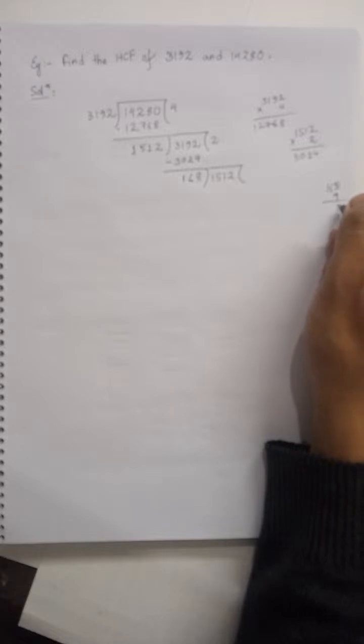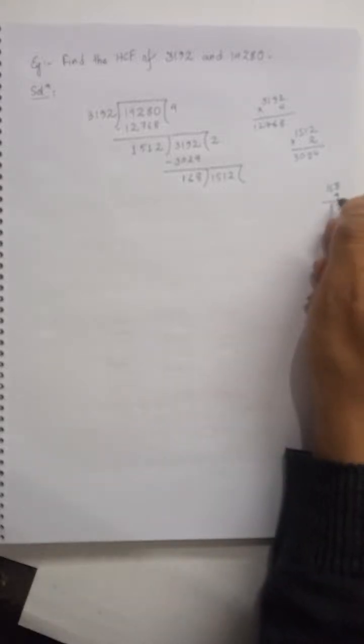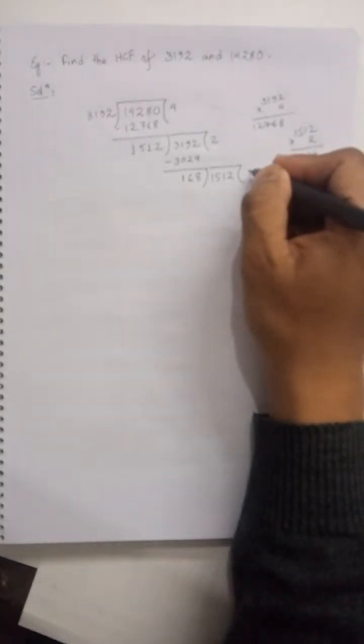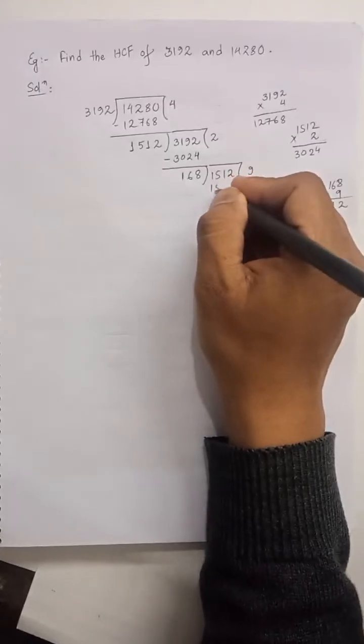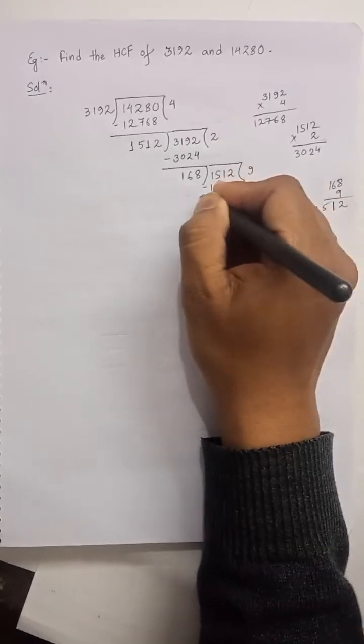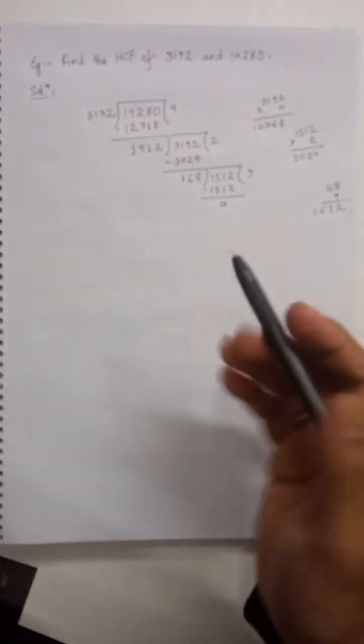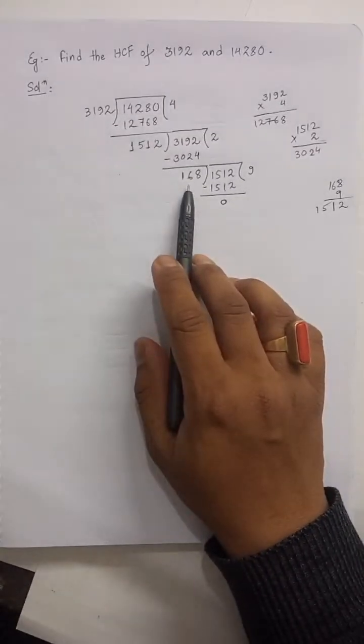8 into 9 is 72. 54, 55, 56, 57, 58, 59, 60, 61. 54 and 61, yes. And 9, 15. Oh, very nice. So I was not expecting the division to end here, but nevertheless we are happy because our HCF is now 168.